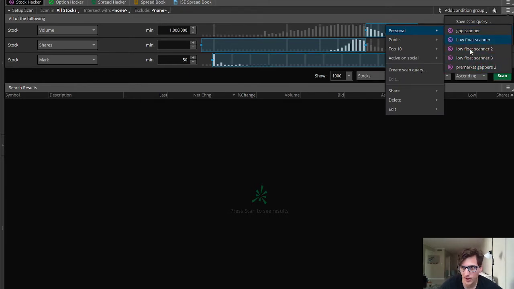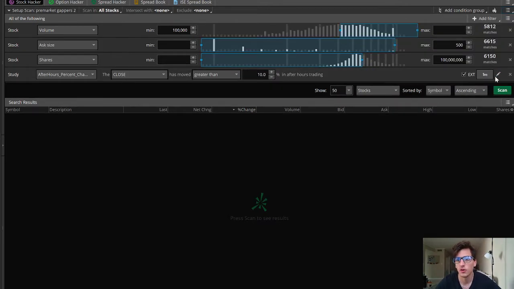Here's my low float scanner for after the market open. And for my strictly pre-market gappers, this is what I use to find the best gappers in the morning. You want to have it set up under stock. So you're going to do add filter, and you hit stock.